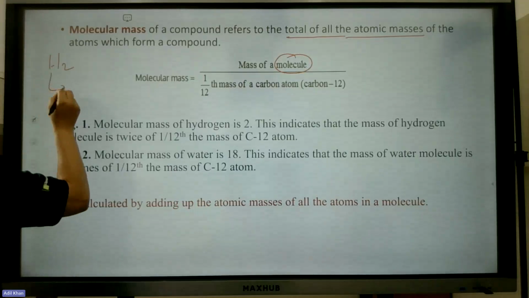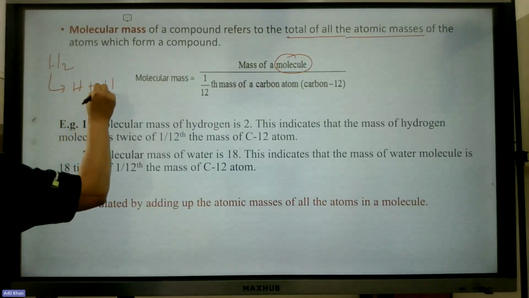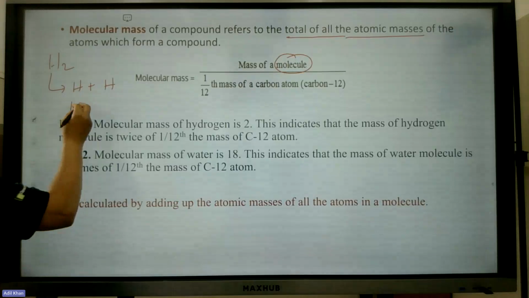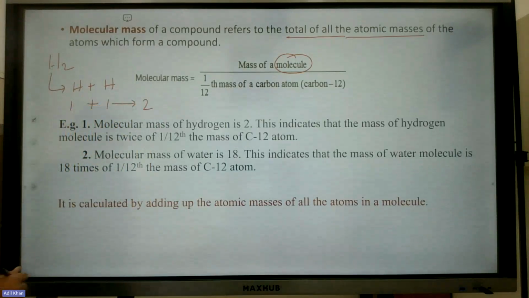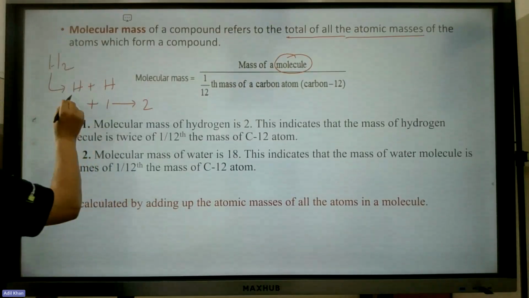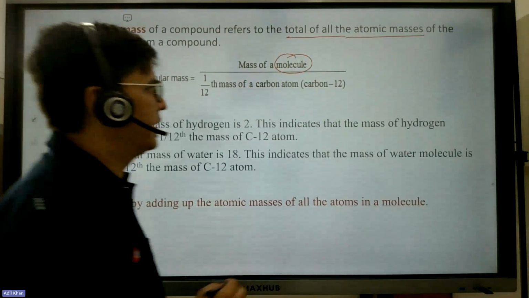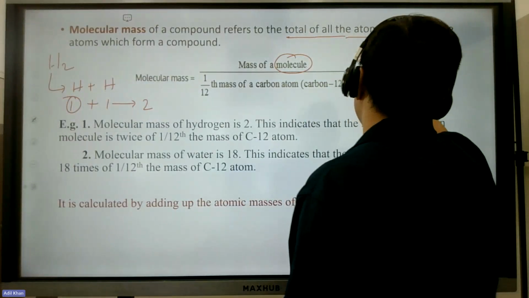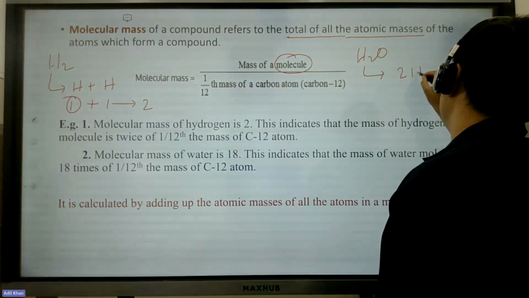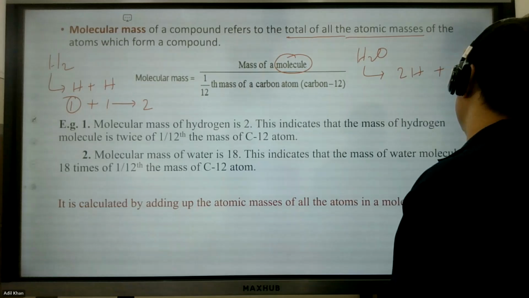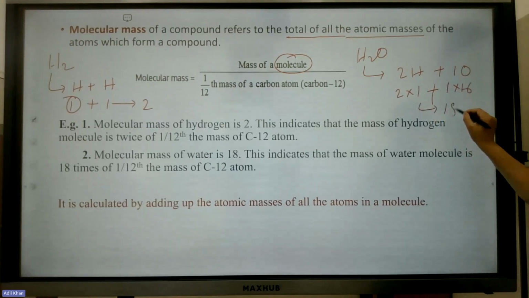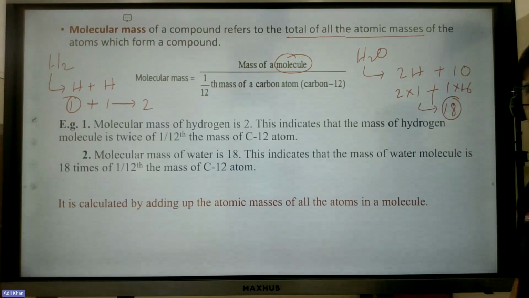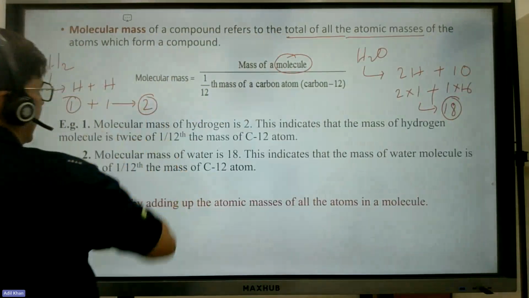or let me take hydrogen. Hydrogen is made up of 2 atoms here. So one atom of hydrogen is 1 U, the other one is 1 U. When you combine, it will give rise to 2. So the molecular mass is 2, the atomic mass was 1 each. Okay. Similarly, if I talk with respect to water, it is made up of 2 hydrogen and 1 oxygen. Mass of oxygen is 16. When you combine them, 2 plus 16, it is giving rise to 18. This is the molecular mass of water. This is the molecular mass of hydrogen.